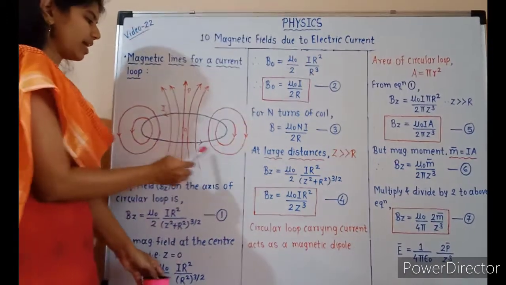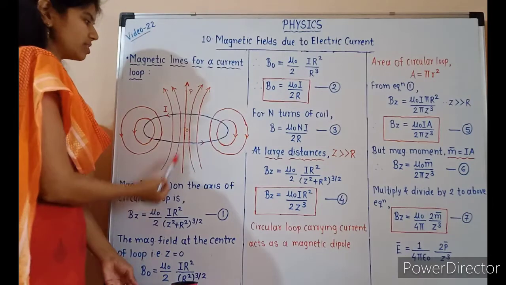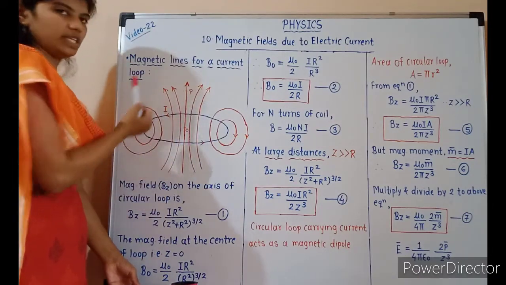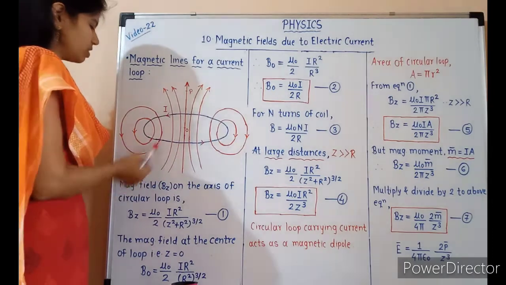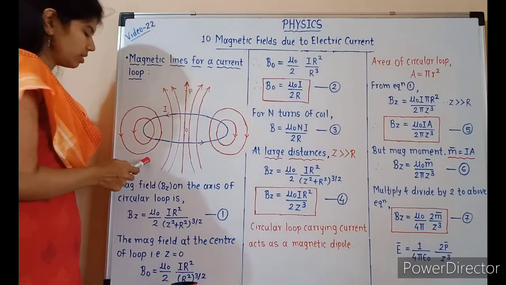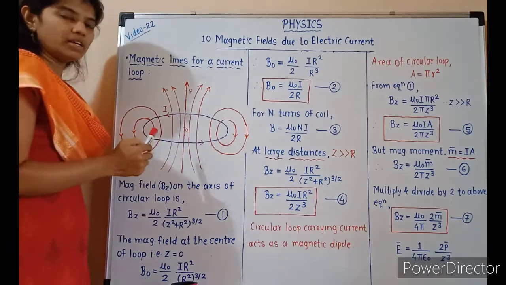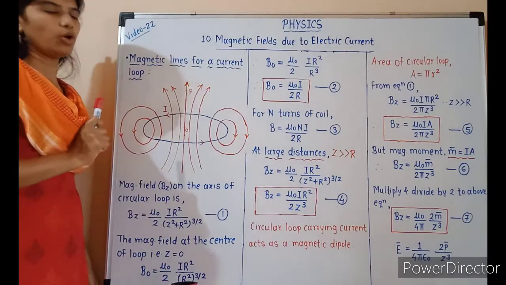So this is the direction of electric current, that is along this circular loop, and this is the direction of magnetic field Bz. And because of that, these magnetic field lines form circular loops, and thus the upper part of this circular loop acts as a north pole of a bar magnet.